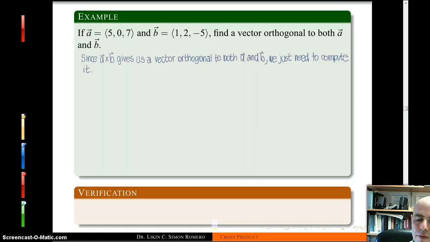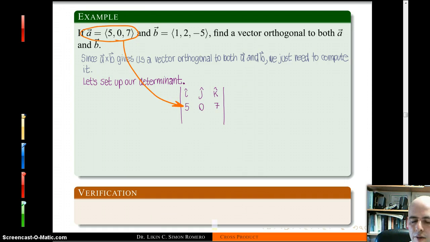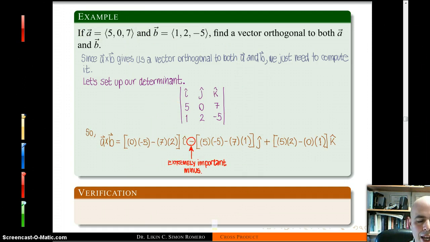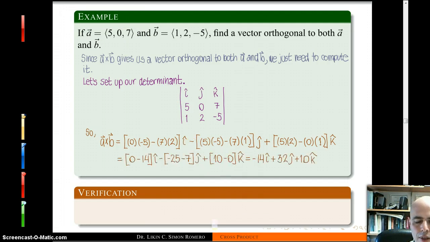Again, if you want to pause, you should do it right now and try to do it on your own. Since A cross B gives us a vector orthogonal to A and B, the only thing that we need is to compute it. So let's set up our determinant, i, j, k, then we write the components of A, we write the components of B, and then we take A cross B, and it gives you this vector over here. So this is our answer.